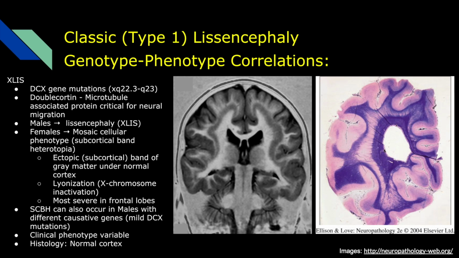usually associated with females, but as we learn more and more and see more and more cases, it's now being increasingly seen in males when there's a hypomorphic mutation, allowing DCX to function somewhat, but not perfectly. So keep that in mind, that these are classic associations that are not by any means definitive. And the histology, in females at least, is a normal cortex. Clinical phenotype is variable.